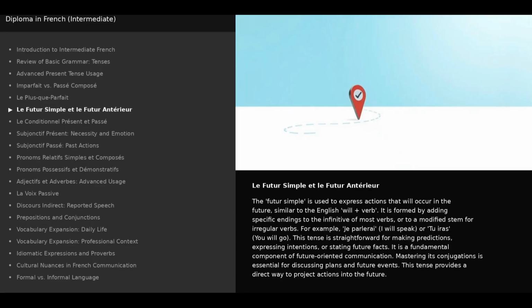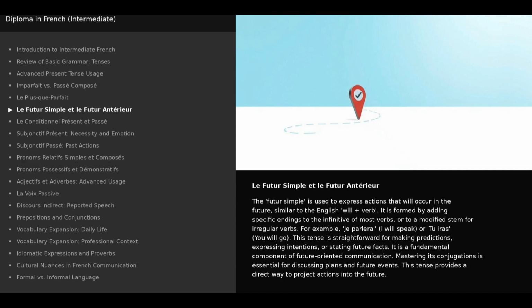Le futur simple et le futur antérieur. Le futur simple is used to express actions that will occur in the future, similar to the English will plus verb. It is formed by adding specific endings to the infinitive of most verbs, or to a modified stem for irregular verbs. For example, je parlerai, I will speak, or tu iras, you will go.